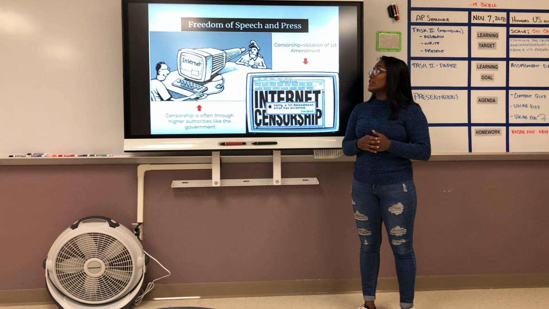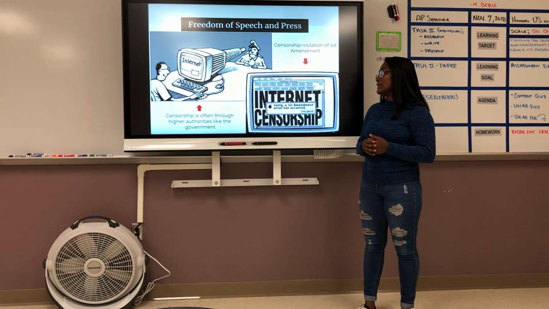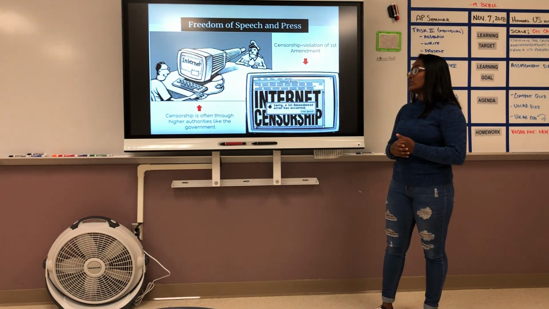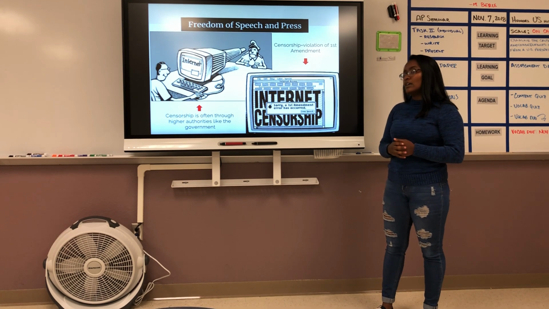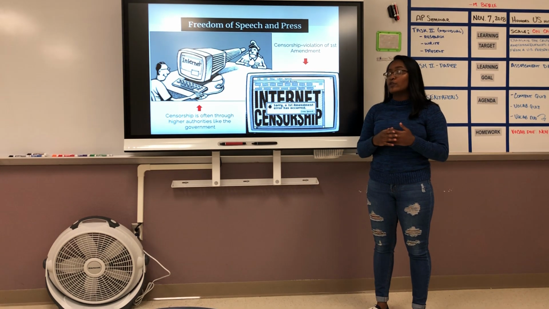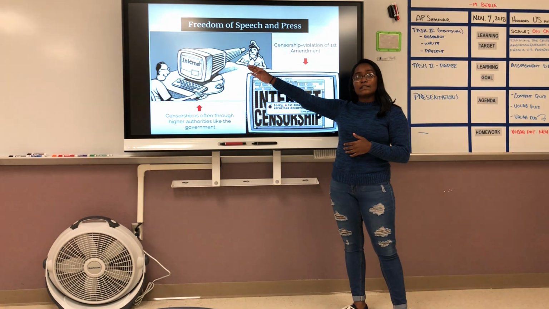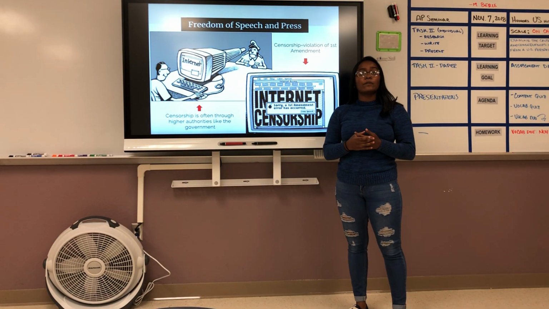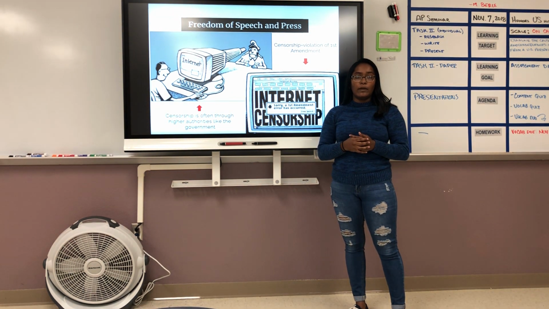This specific limitation of the First Amendment can be seen in schools, within classrooms, and the library, as seen in this image here, through the censorship of internet access. Some say that censorship is often done through higher-up authorities like school officials or government, as seen in this image here, to prevent the access to harmful stimuli, which can affect both students and their educational environment.